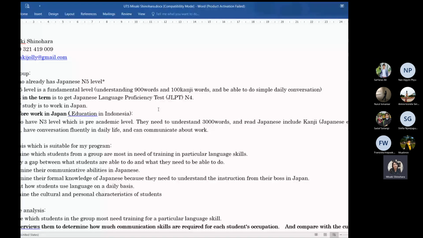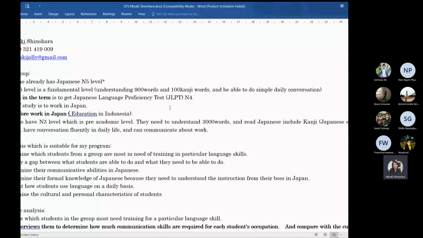It's named JLPT N4. It's an upper level, but they can speak daily conversation fluently. So that is the goal, no, what's the word, that is the target.